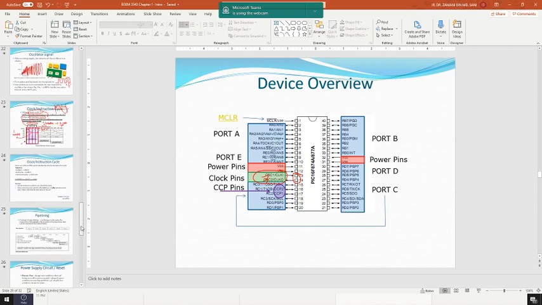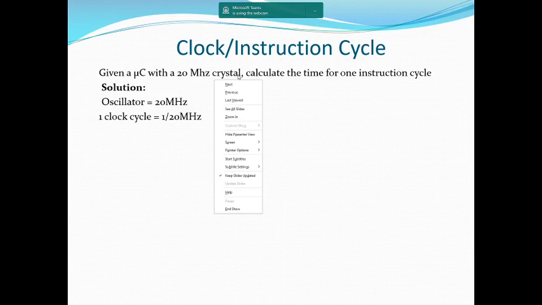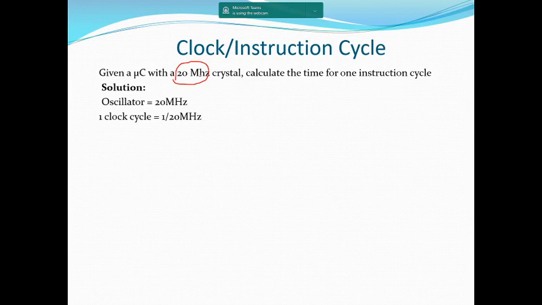So again, this is just an example for the clock and the instruction cycle just now. These are the questions only. Example: given a microcontroller with a 20 megahertz crystal, this is your clock. Megahertz is very old technology; now your computer is gigahertz already. Calculate the time for one instruction cycle. Of course, you know that one instruction cycle consists of 4 clock cycles.